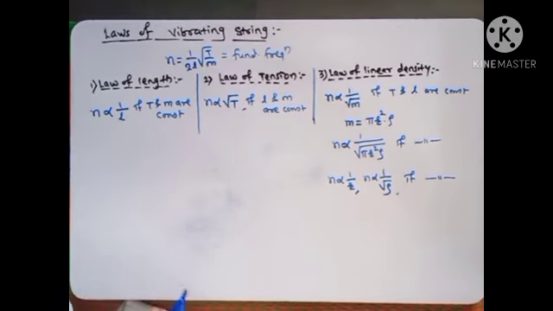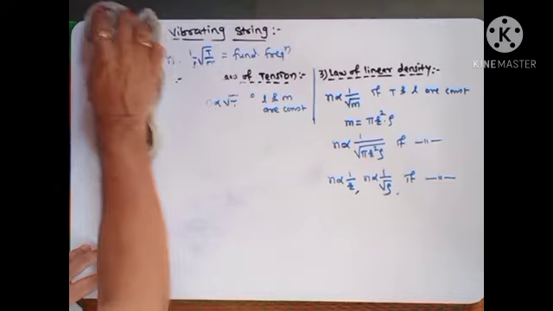That is, frequency of vibration of a string is inversely proportional to the radius of that wire, and it is inversely proportional to the square root of density of the material of that wire. This is all about laws of vibrating string. Now we consider the next article here.